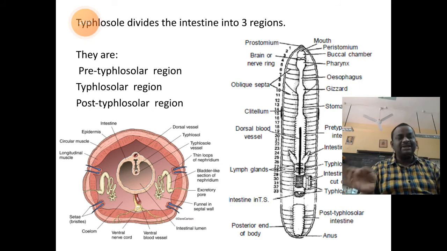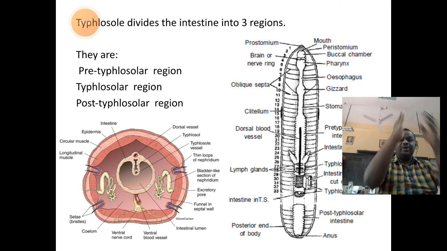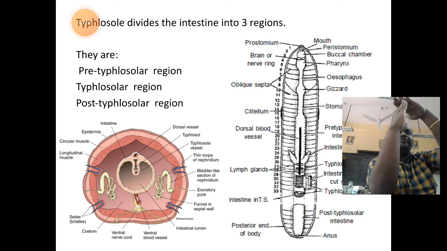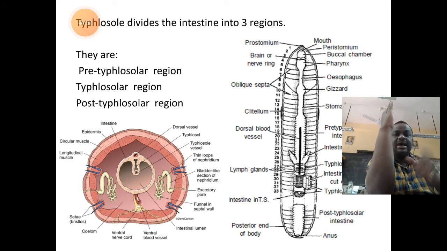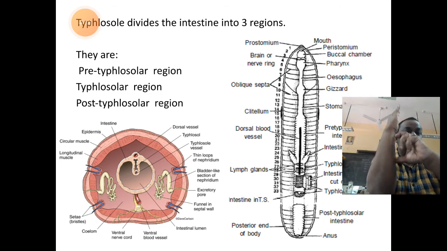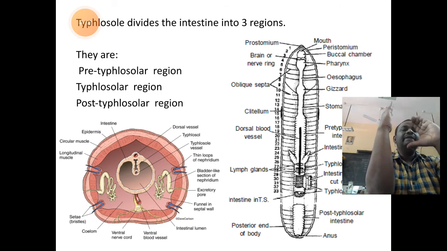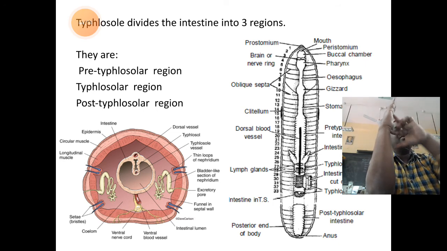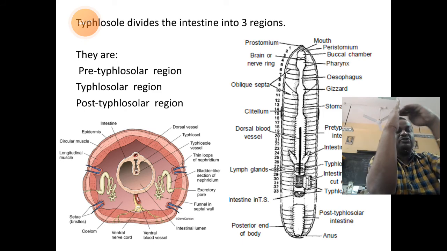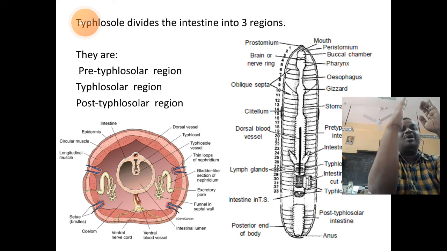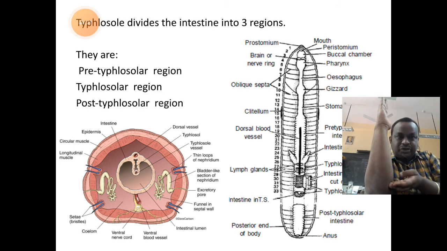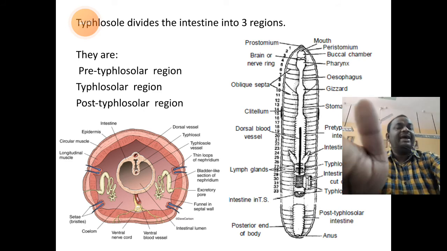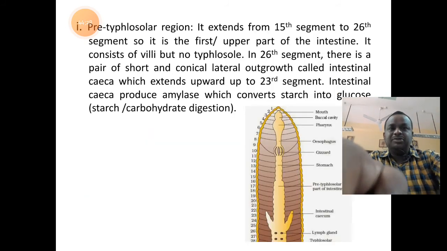Students, to make this concept simple, you have the intestine starting from 15 to the last. Some central portion has the typhlosole in it, the mid portion. This mid portion that has the typhlosole we call the typhlosolar region. The front portion of it is called pre-typhlosolar, and the back or posterior part we call the post-typhlosolar region. So, that is about the importance of the typhlosole here.